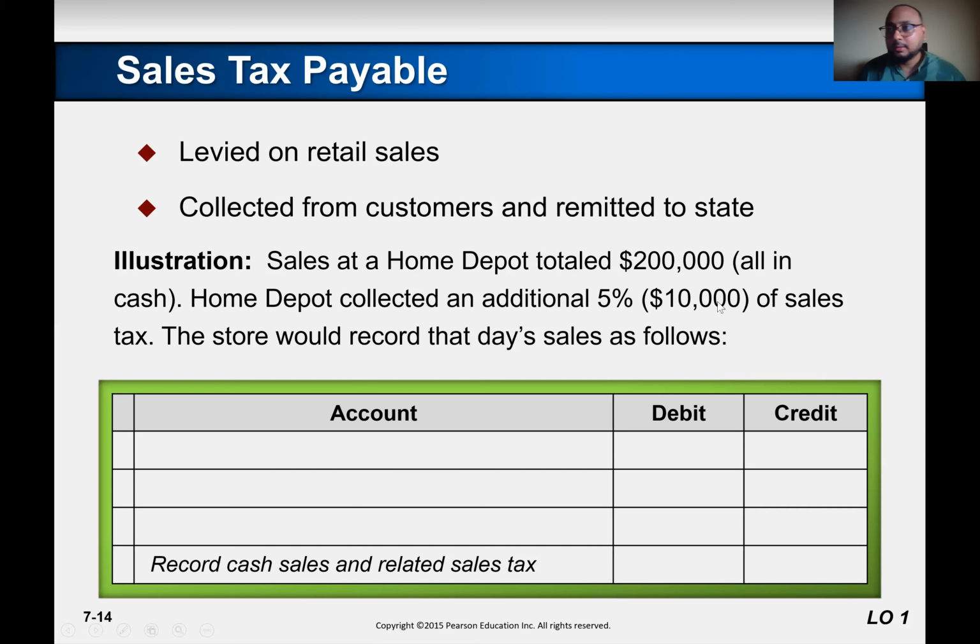Okay, and then one of the current liabilities, sales tax payable. So what is sales tax? The seller sells the goods and he collects taxes on the sales and at the end submits those taxes to the government. So he collects the taxes regularly and submits at the end to the government account. So sales taxes are levied on retail sales. These are collected from the customers and remitted to the state.